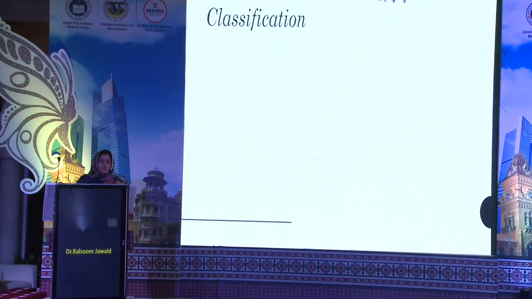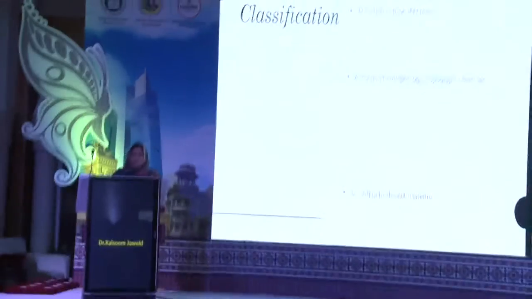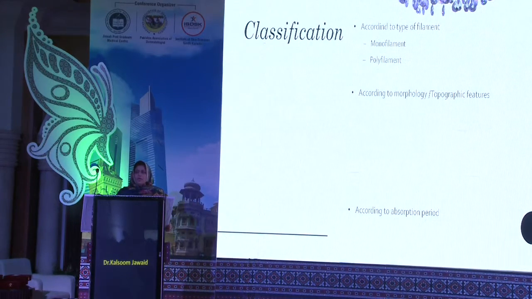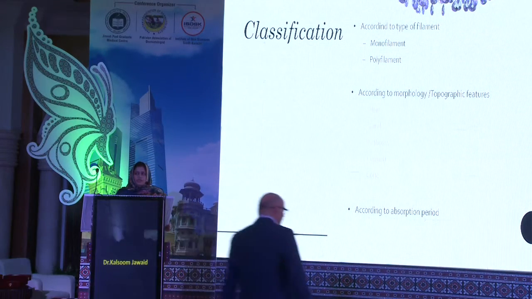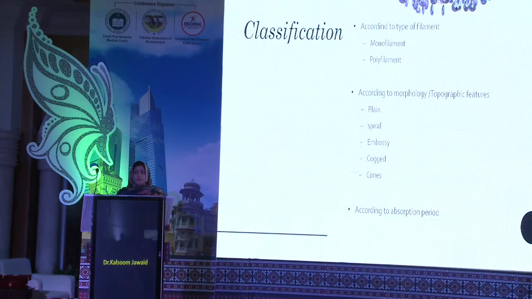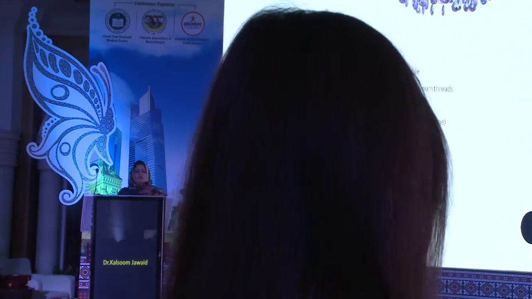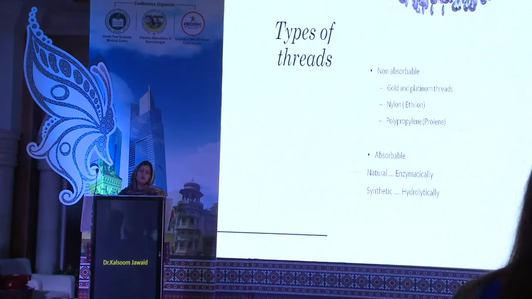Starting with the classification, how can we classify threads? We can classify them according to the type of filament, whether mono or polyfilament. According to morphology or topographic features, threads can be plain, spiral, embossed, cogged, and cones. The most widely applicable classification is according to absorption. We must know whether the thread gets absorbed or not.